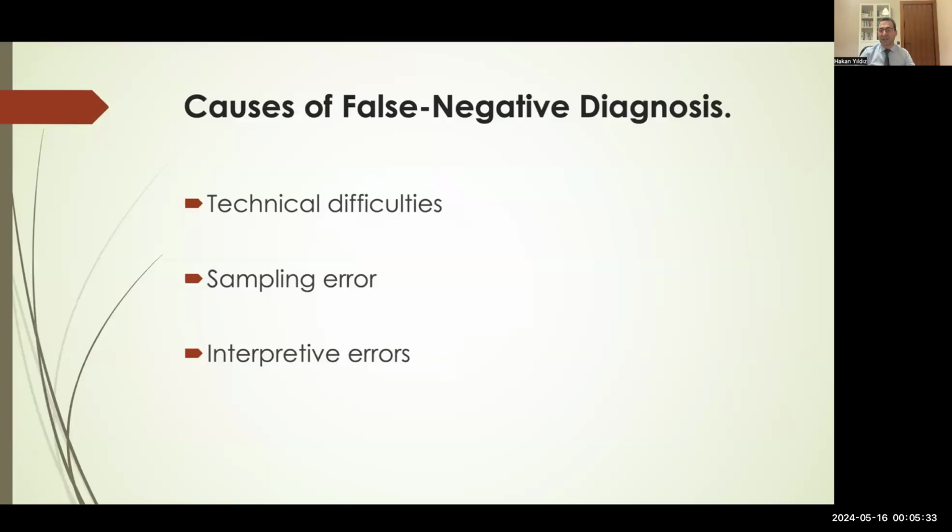Causes of false negative diagnosis: technical difficulties. Sometimes the lesion is far from the lumen, so taking the biopsy is very tough. Sampling error, where we take the other side. And interpretive errors, sometimes such as with chronic pancreatitis, where the biopsy may not give a clear clue.